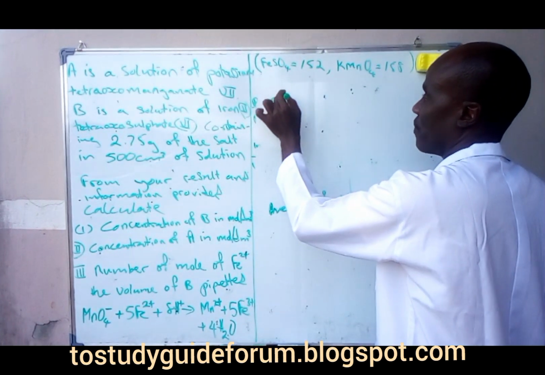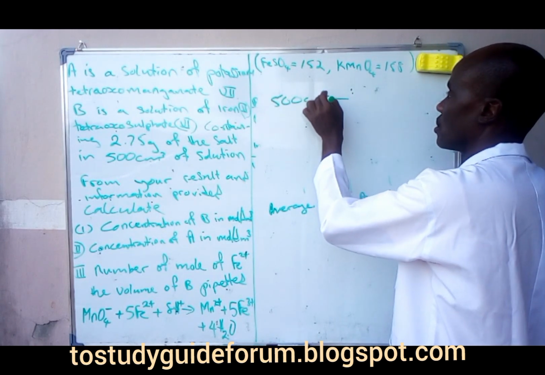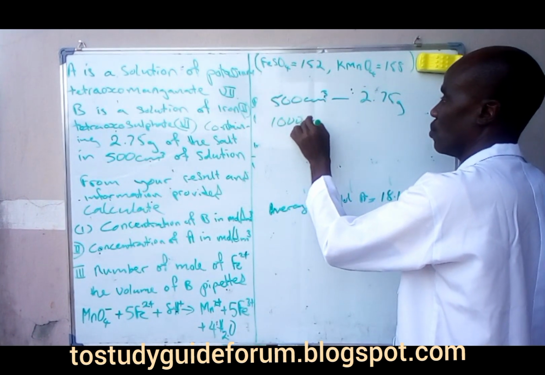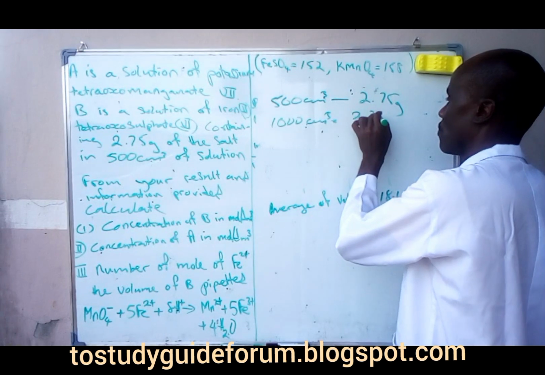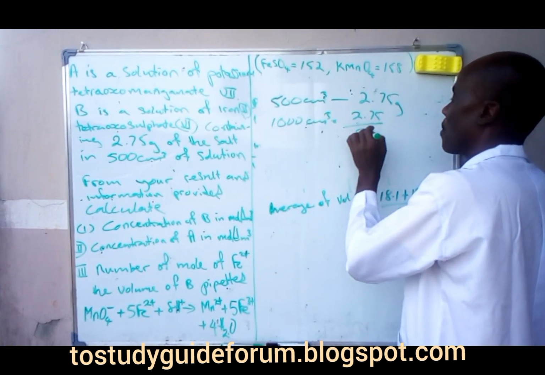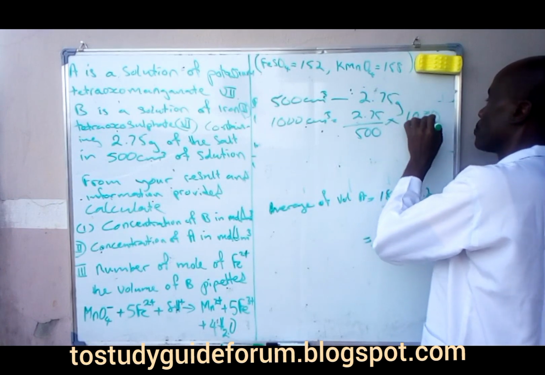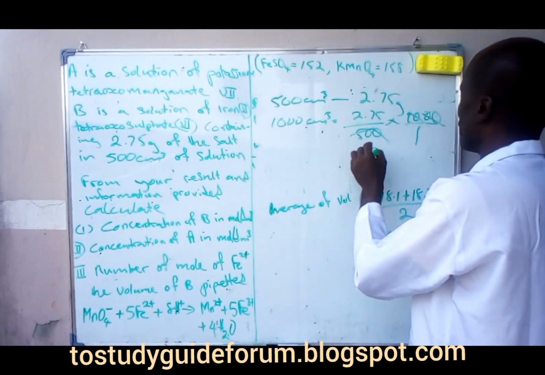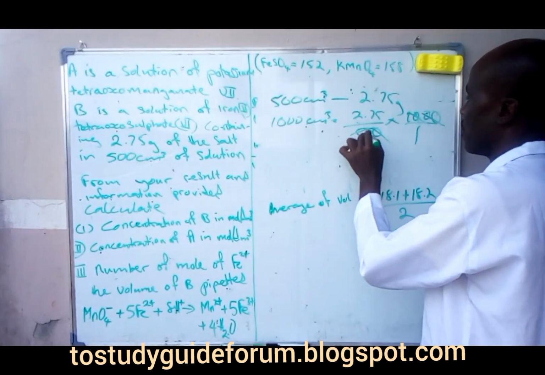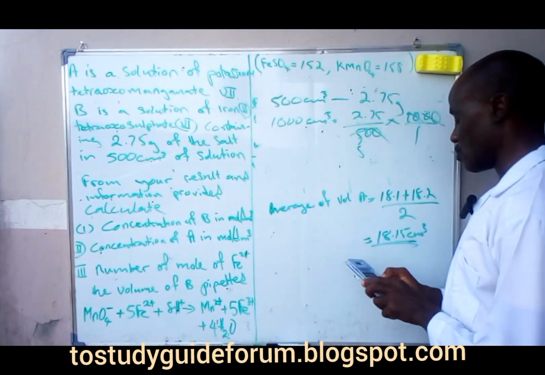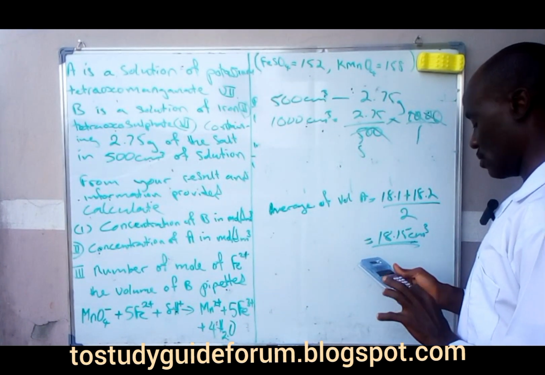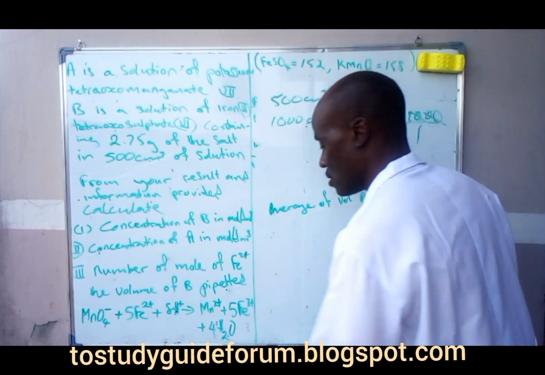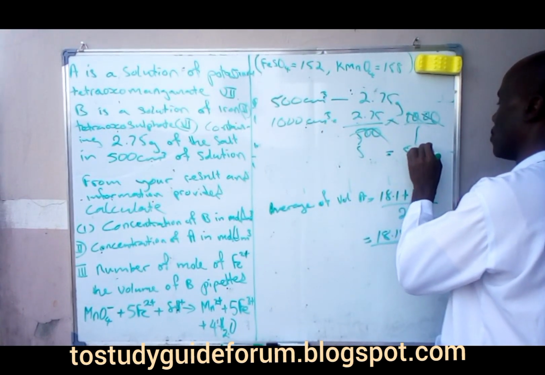We are told that 500 cm cube contains 2.75 grams. Therefore 1000 cm cube will be 2.75 grams divided by 500 multiplied by 1000. Just to be sure, 2.75 times 1000 divided by 500. So what we have here is 5.5 grams.